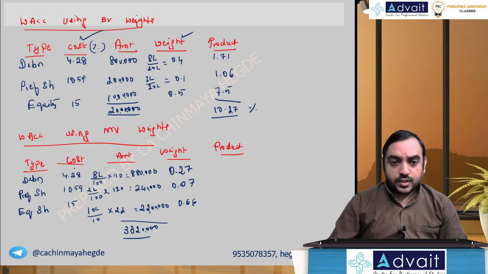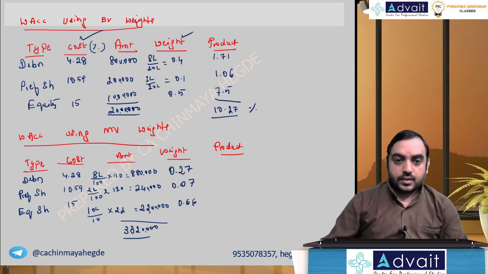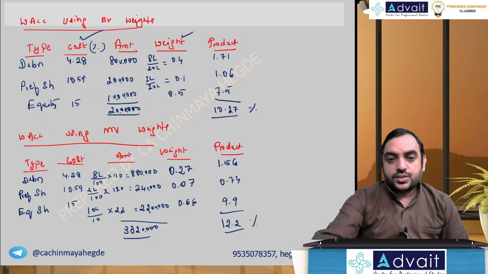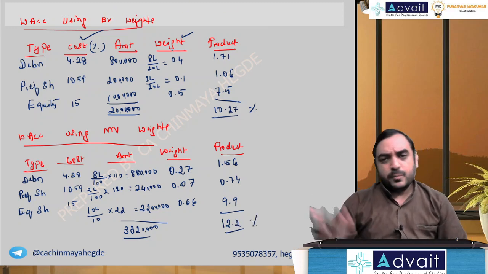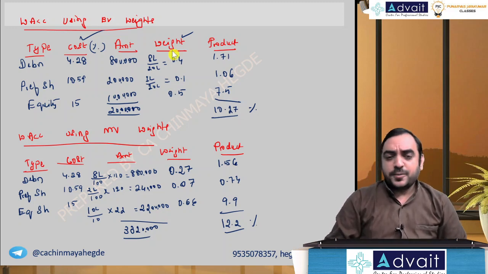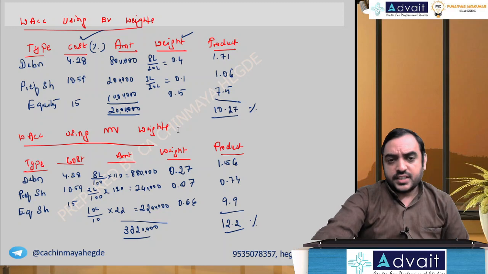Okay. Product, the cost and the weight: 4.28 into 0.27, 1.156, let's say 1.16. 10.59 into 0.07, 0.74. 15 into 0.66, 9.9. Total 12.2 percent. So the value will be different based on book value and market value because the bases are different. Please check it out and see if you are able to do it.